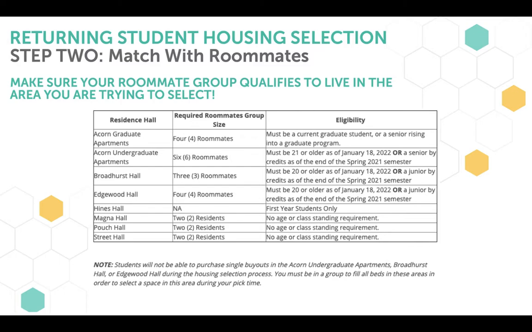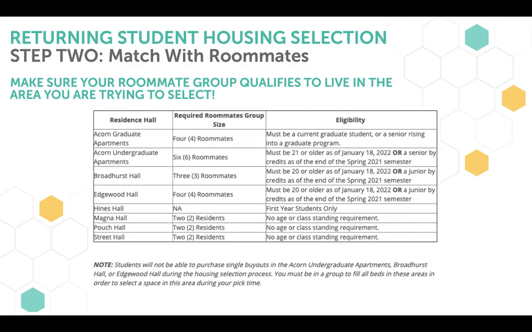To live in an Acorn undergraduate apartment, students must be in a group of 6 roommates. All in the group must be seniors by credits by the first day of the fall term, or be 21 plus years old by the first day of the spring term. An Acorn graduate apartment requires a group of 4 graduate or doctoral students.